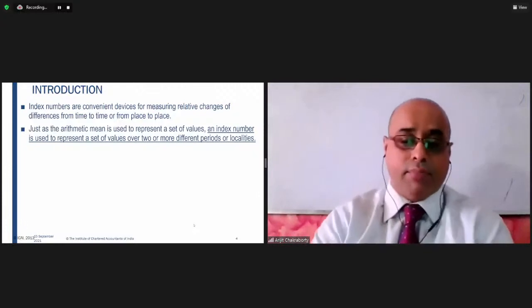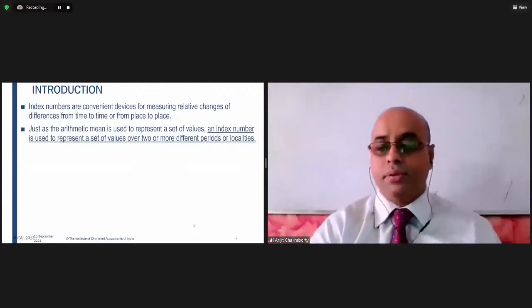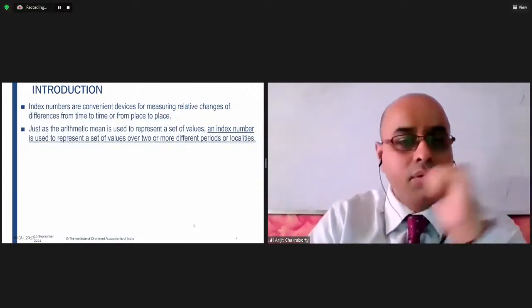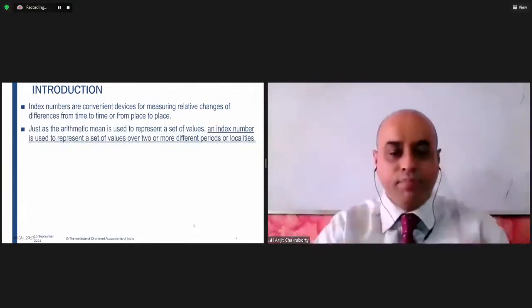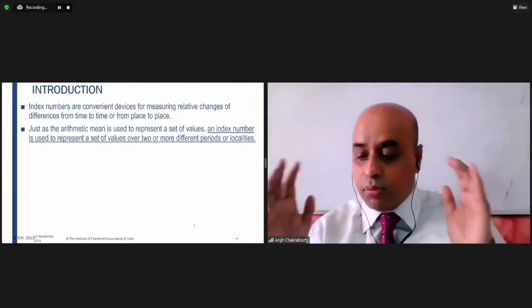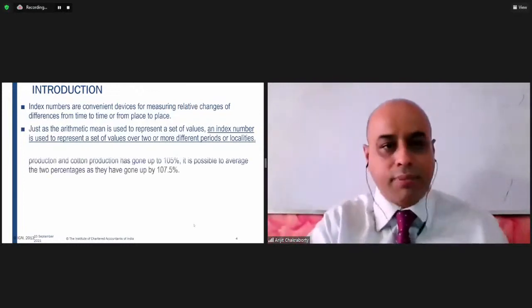Similarly, an index number is used to represent a set of values over two or more different periods or localities. So this is the most important concept of index number.